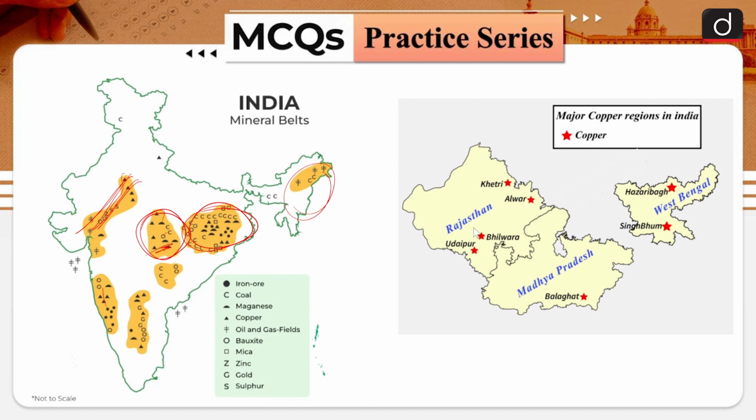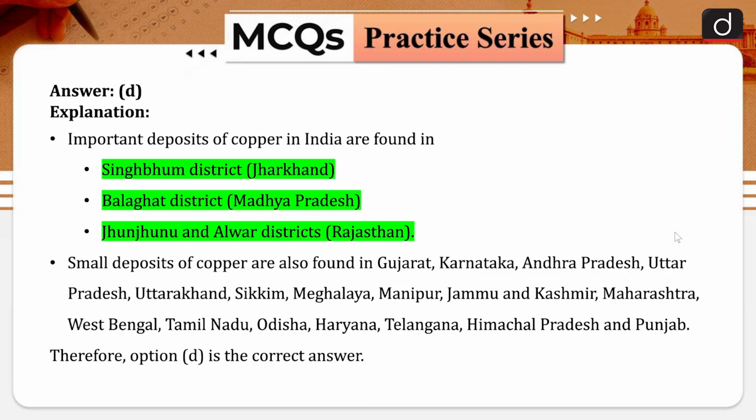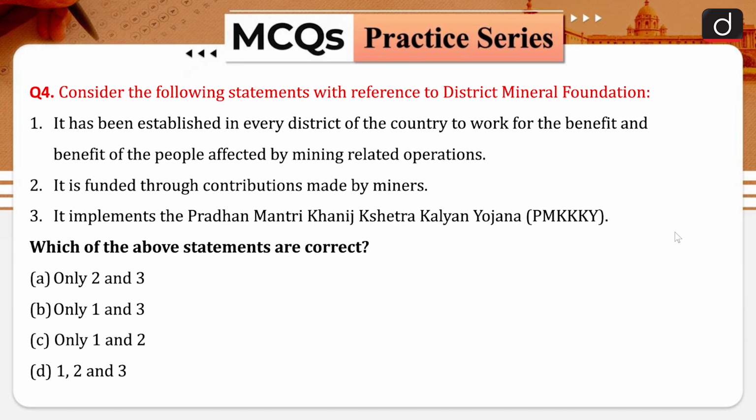Here you can see in Rajasthan we have Bhilwara, Udaipur. This is the area where copper is prominent. Then in Madhya Pradesh we have Balaghat, and in the areas of Jharkhand and West Bengal we have Hazaribagh, Singhbhum, etc. Now we can move further. This is already discussed, so you can give it a read. Question number 4. Consider the following statements with reference to District Mineral Foundation.